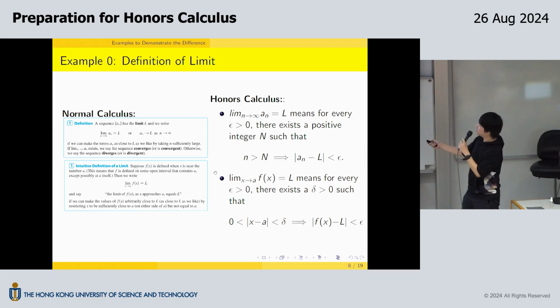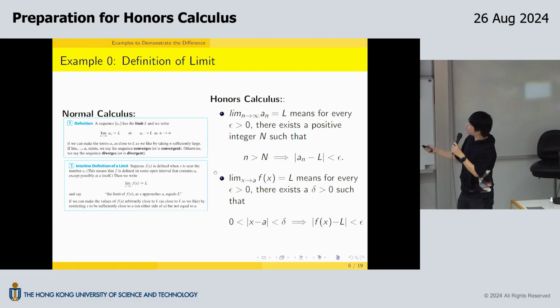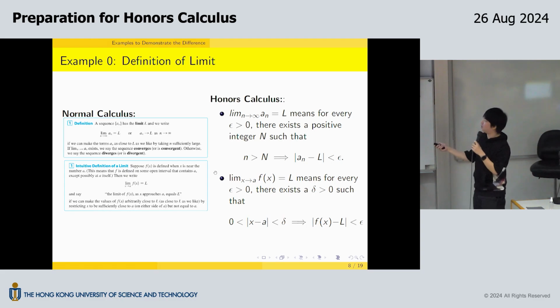So in the normal calculus course, we will say that the function f has a limit L as x goes to a. That means we can make the values of the function f arbitrarily close to L by restricting x to be sufficiently close to a. But what does it mean by arbitrarily close to L, and what does it mean by sufficiently close to a? How close is this, right? So in the normal calculus course, you don't need to worry about this.